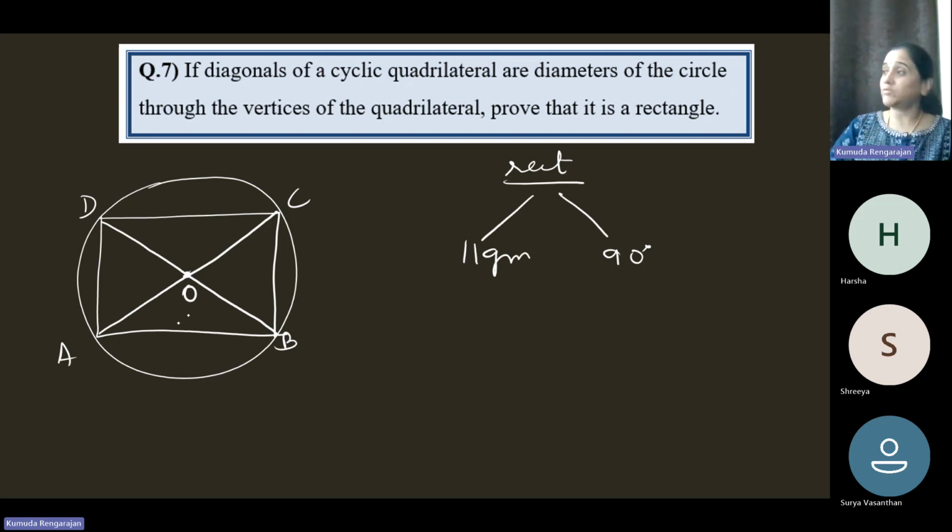AC is the diameter of the circle. O is the midpoint. BD is a diameter of the circle. O is the midpoint. They're also diagonals. So you just have to say that the diagonals of ABCD bisect each other, and hence ABCD is a parallelogram.